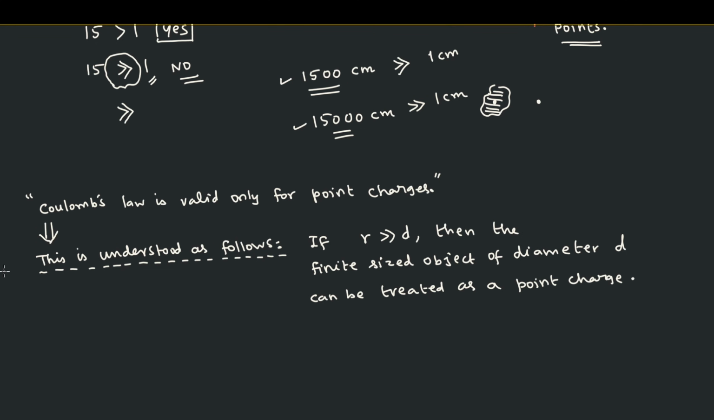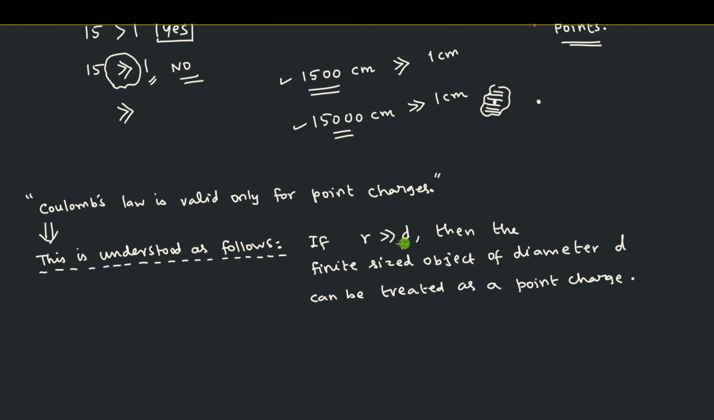So Coulomb's law is valid only for point charges means in practice, when you are performing practicals or an experiment, the understanding is like this: if the separation distance of the two objects is much greater than d, where d is the diameter of the finite sized object. Finite sized means not a point object. Point object means the size is 0. Finite means not 0. It is slightly greater than 0. That is called a finite sized object of diameter d.